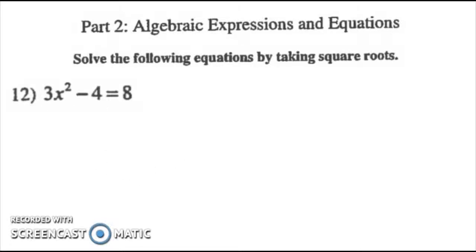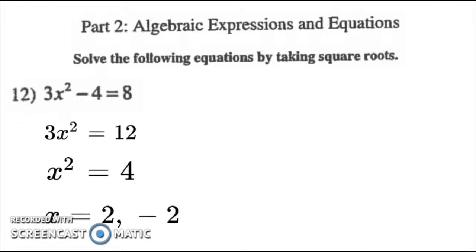Number 12, the idea is the same, but we've got to get the x squared by itself first. So you add 4 to both sides and we get 12. Now again, to get the x squared by itself, we divide both sides by 3, which is 4. The square root of x squared and 4 will be x and then 2 and negative 2. So x equals 2 and negative 2.